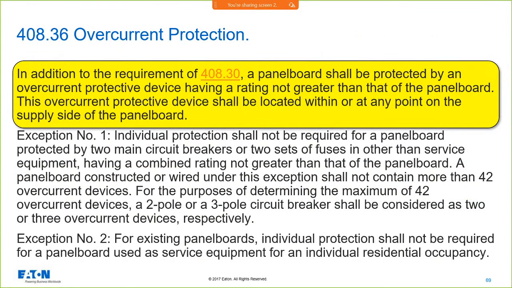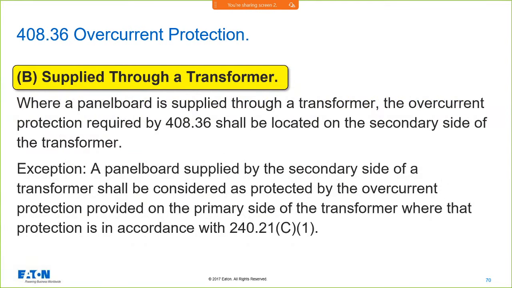408 tells me that in addition to 408.30, a panel board shall be protected by an overcurrent protective device having a rating not greater than that of the panel board. A device shall be located within or at any point on the supply side of the panel board. And if I go to 408.36(B), supplying through a transformer, now that's getting really specific. It tells me when I have a panel board supplied through a transformer, the overcurrent protection shall be located on the secondary side of the transformer.